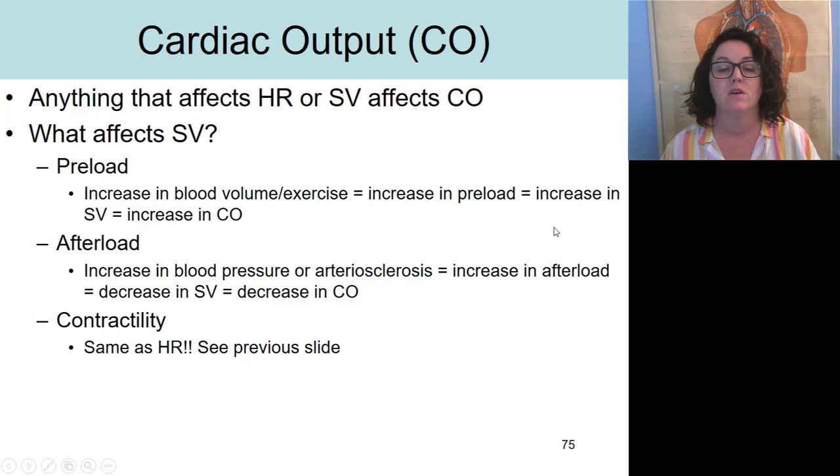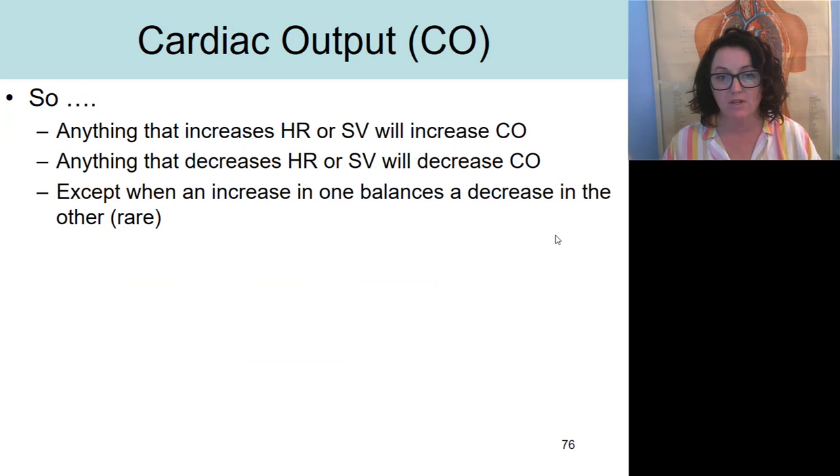And then we've already said if we increase contractility, we are going to increase cardiac output. Contractility and heart rate go hand in hand. In summary, anything that increases heart rate and stroke volume will increase cardiac output, and anything that decreases heart rate and stroke volume will decrease cardiac output. Except for the very rare occasion when the increase in one balances out a decrease in the other, but we're not going to worry about that.